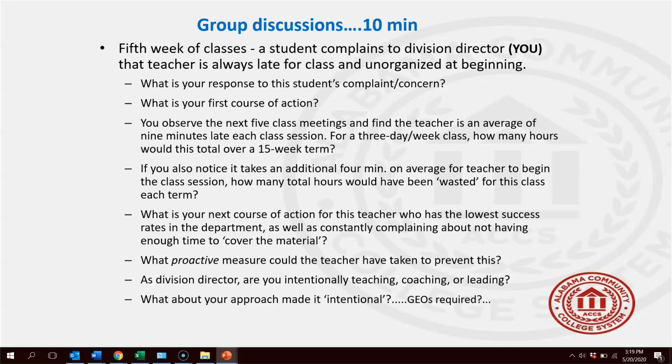And then, of course, that didn't include the additional time it may take to prep when they walk in the door and get things together. So once you've determined that, yeah, that was an accurate statement from the student, what's your next course of action? You actually looked at the data for that teacher, and you found that teacher also has the lowest success rates. Matter of fact, they're the ones that are constantly complaining about not having enough time. So what do you do with this teacher?